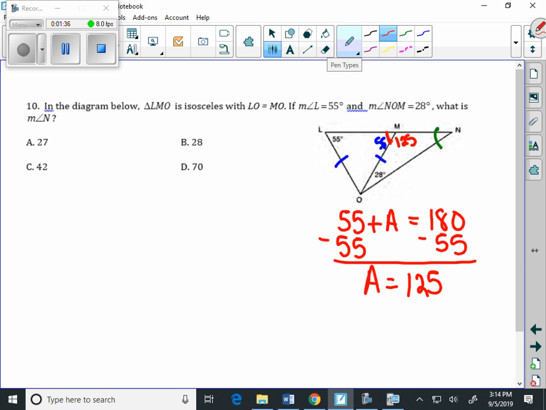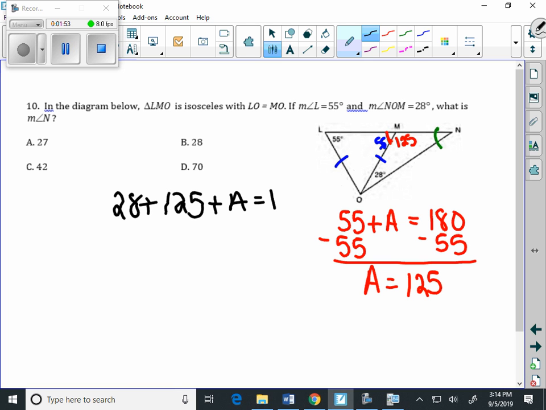But we really want to find that green angle. And what we know, once again, is that there's 180 degrees in the triangle. We know the 28 degrees. We know the 125 degrees. And if we add those up with that third angle, that should give us the 180 degrees. Again, I called it A. I'll even switch it to a green color there.